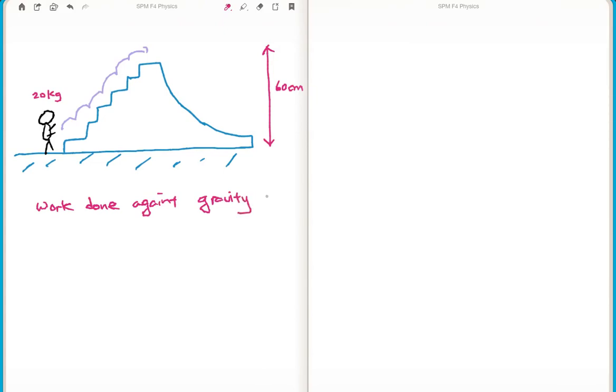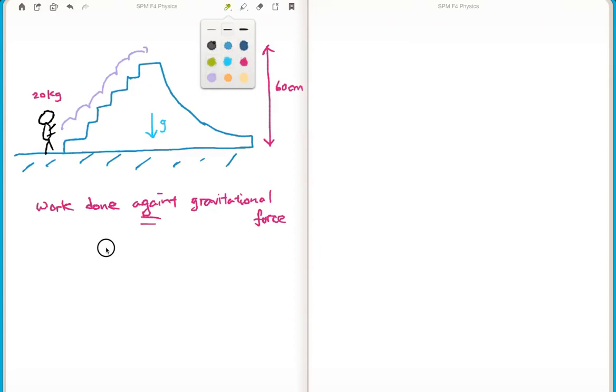Gravitational pull, gravitational force. Normally the question wouldn't say that. Normally they would just ask for work done, but since this is a tutorial, this is actually work done to go against the gravitational force. What's the work done to go against gravitational force? Gravity is downwards, but you are going upwards.